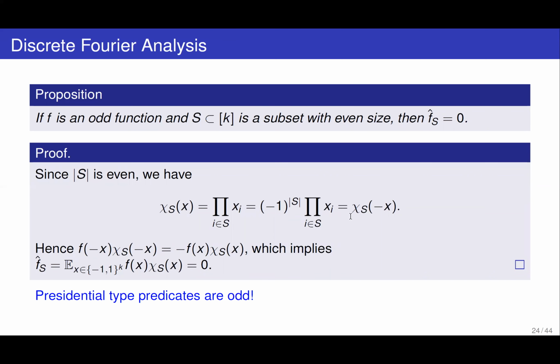We have the following simple proposition on the Fourier coefficients for odd functions. If f is an odd function and S is a subset with even size, then f hat sub S is equal to 0. The proof is simple. Since the set S is of even size, we know that chi sub S is an even function, and hence f times chi sub S is an odd function, which implies that f hat sub S, being defined by the expected value of f times chi sub S, is equal to 0.